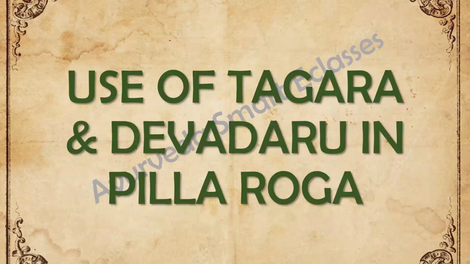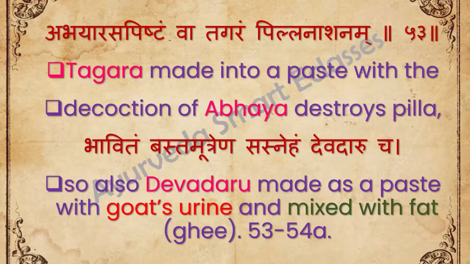Use of Tagara Devadaru in Pilla Roga. Abhaya Rasabishtam Va Tagaram Pilla Nashanam. Tagara made into a paste with decoction of Abhaya destroys the Pilla. Bhavidam Bastamutrena Sasneham Devadaru Cha. Also Devadaru made into a paste with goat's urine and mixed with fat.